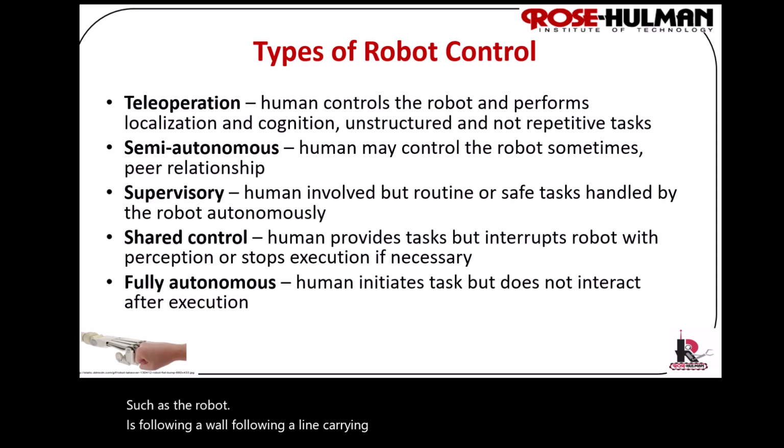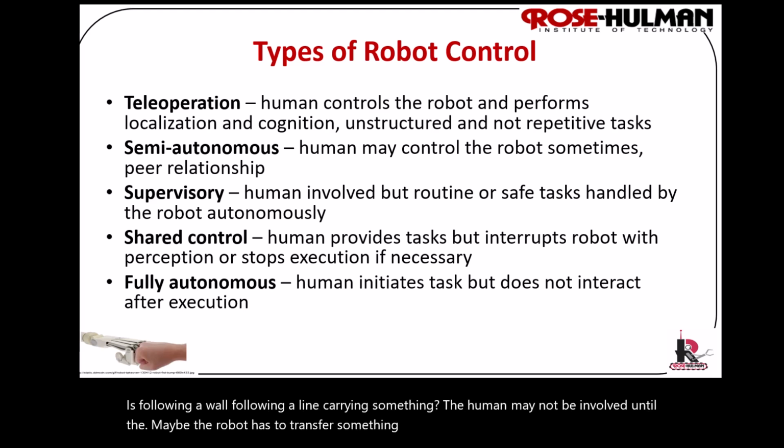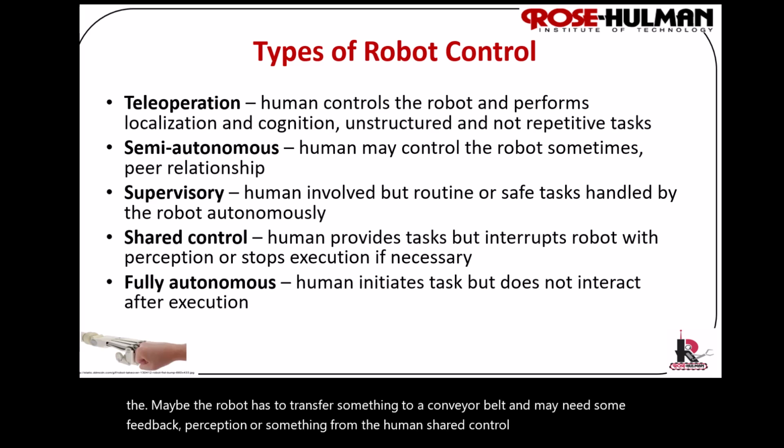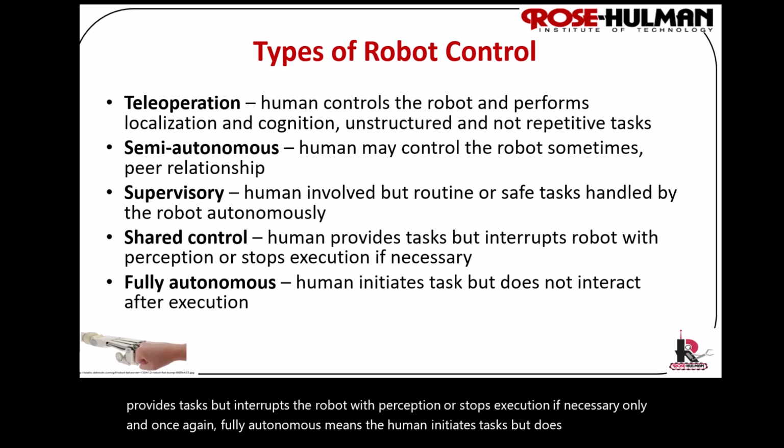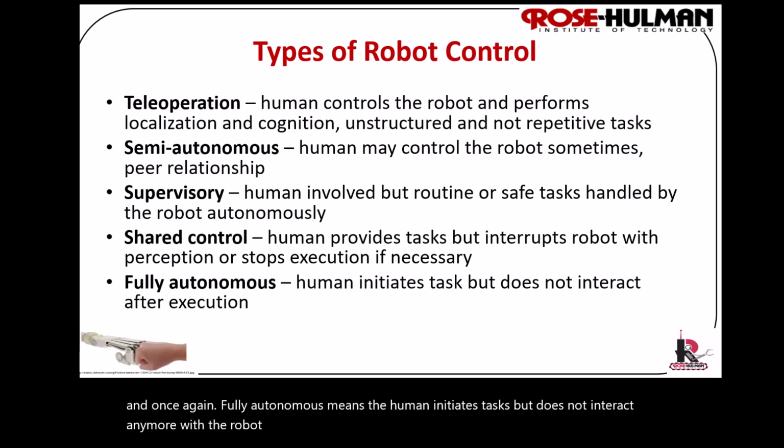The human may not be involved until maybe the robot has to transfer something to a conveyor belt and may need some feedback, perception, or something from the human. Shared control means the human provides tasks but interrupts the robot with perception or stops execution only if necessary. And once again, fully autonomous means the human initiates tasks but does not interact anymore with the robot after that point.